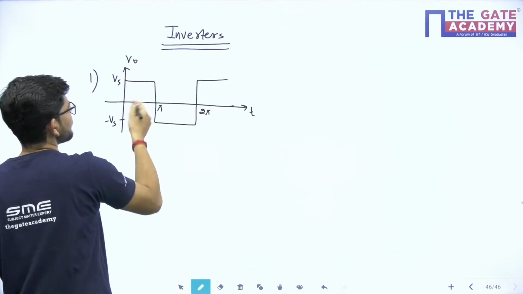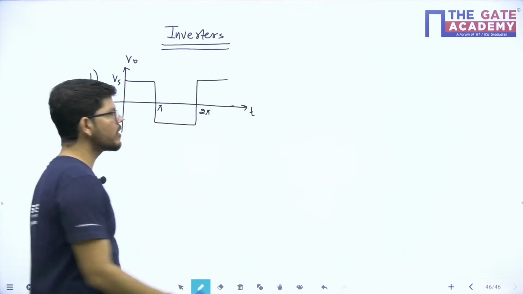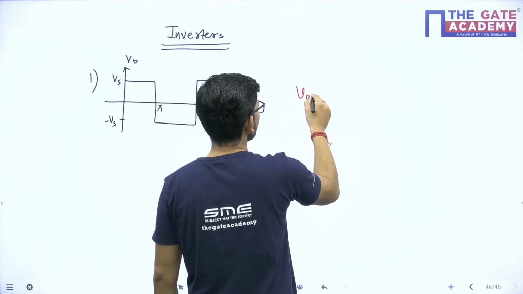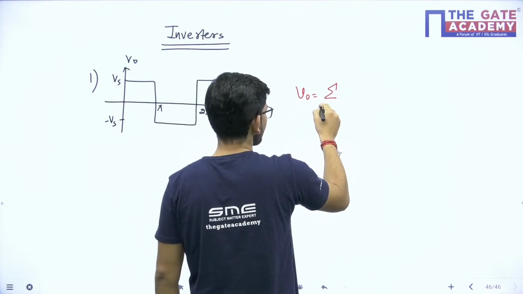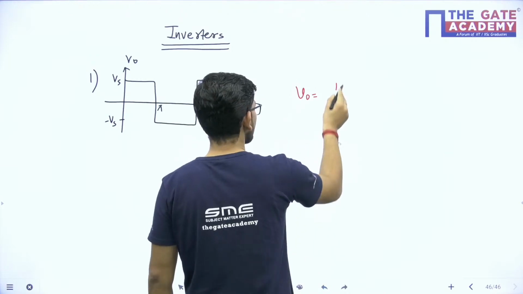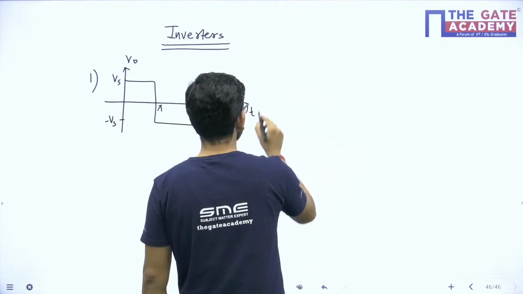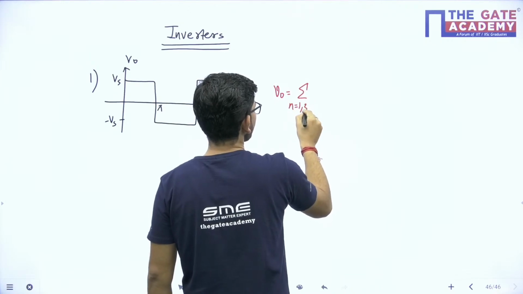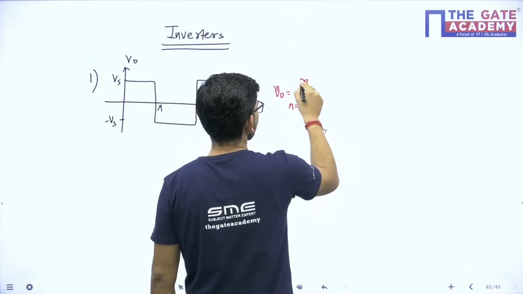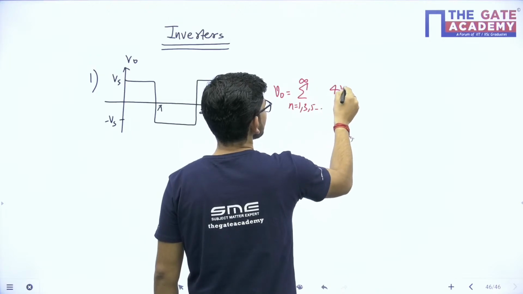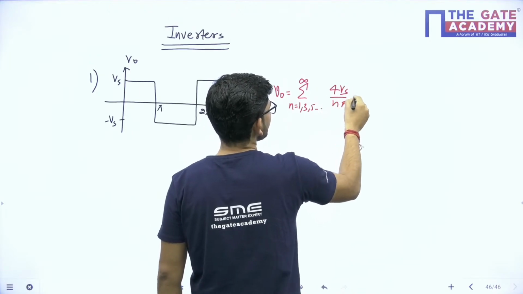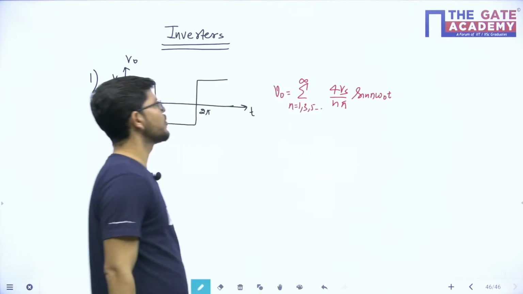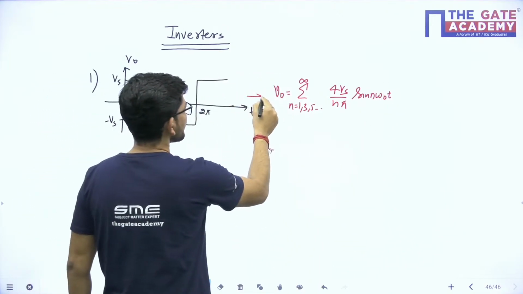If suppose you have this square wave waveform, then what will be the Fourier series of this waveform? The Fourier series of this waveform is the summation for n equals 1, 3, 5 to infinity of 4 Vs upon n pi sin n omega naught t. So this is the Fourier series for this particular waveform.